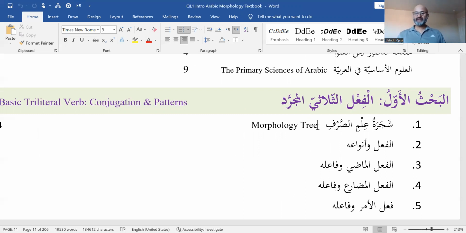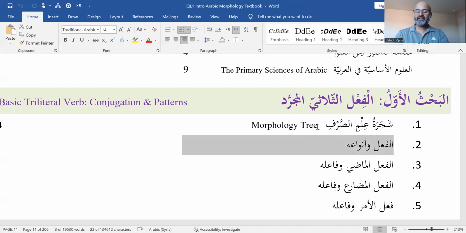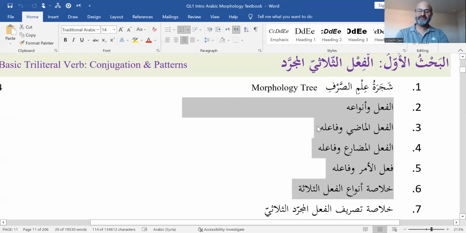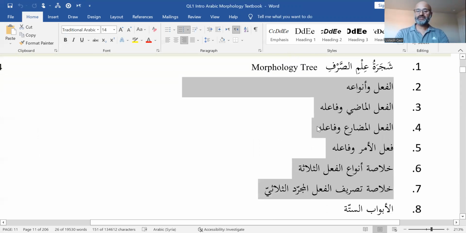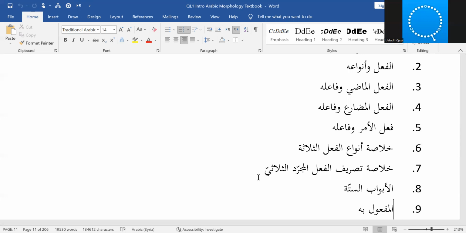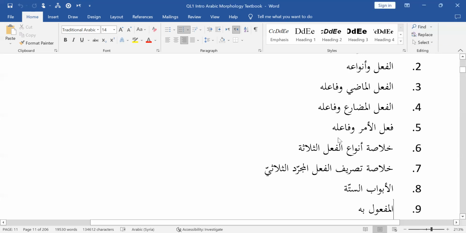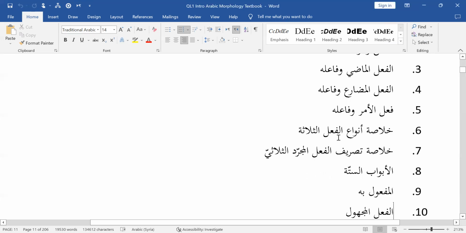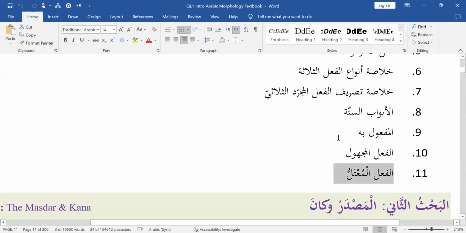And in morphology tree, we will look at the 2 major branches. Then we will look into fi'l. We'll spend most of the time looking at fi'l, the 6 doors, focusing primarily on form 1. We will then look at al-maf'ul bihi. Now, some of this material will look a little familiar because we have covered this material at a very basic level. Here, however, we will do a more technical analysis. We'll look at the passive. We'll also look at the weak verbs.